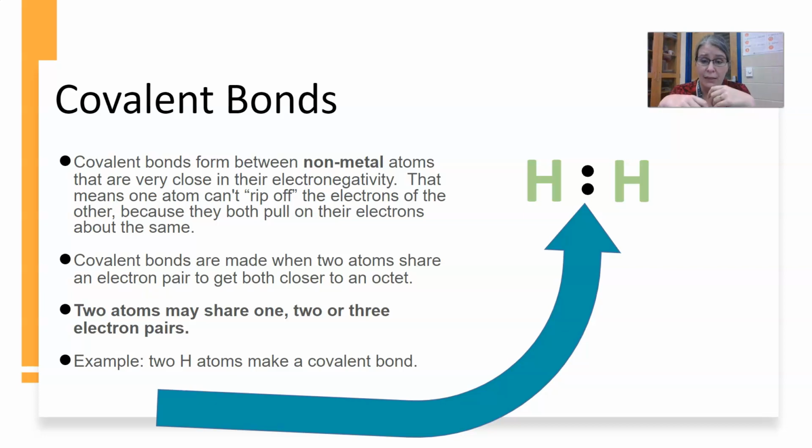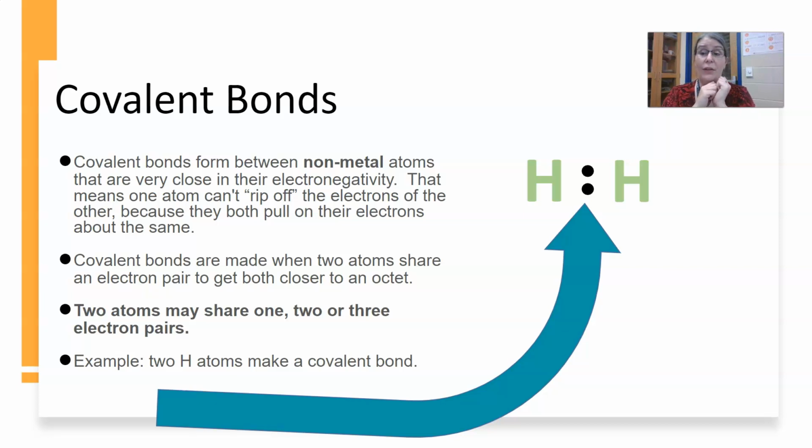Covalent bonds are made when two atoms are going to share an electron pair. One electron from each atom contributes to that pair. And that will get it closer to the low energy octet state. Two atoms can share just one electron each and have one shared electron pair. Or you can have two atoms each sharing two electrons, which would give you two shared electron pairs, what we call a double bond.